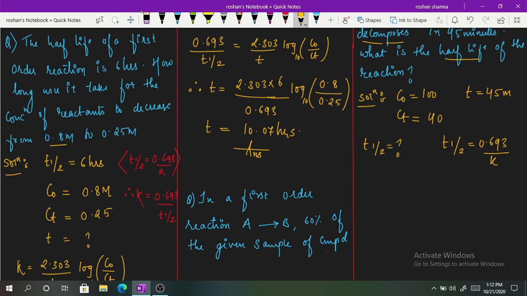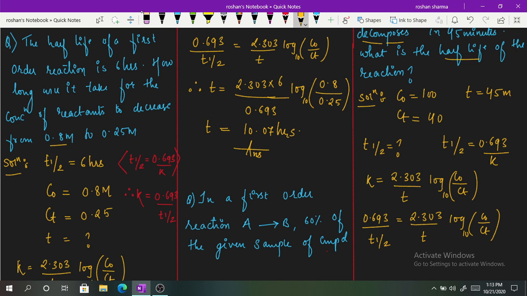Sir, the rate expression is K is equal to 2.303 upon T log C0 by Ct to the base 10. What can we substitute in place of K? 0.693 by T half, right. So in place of K we are substituting, students, 0.693 by T half, which is equal to 2.303 by T into log of C0 by Ct to the base 10.